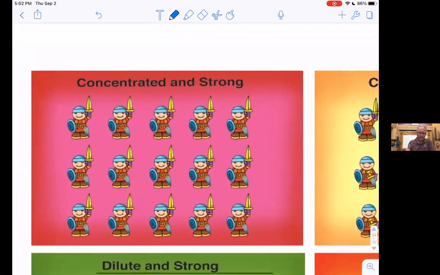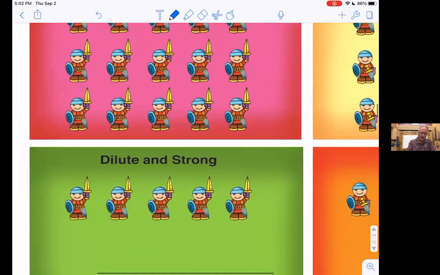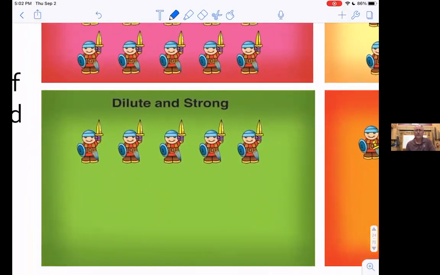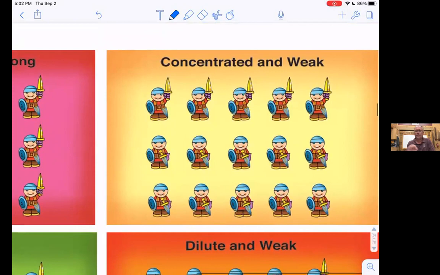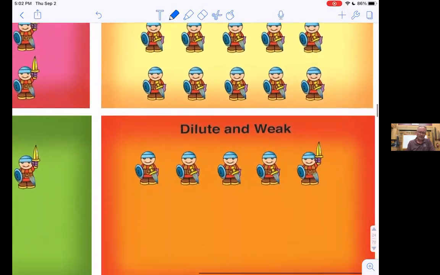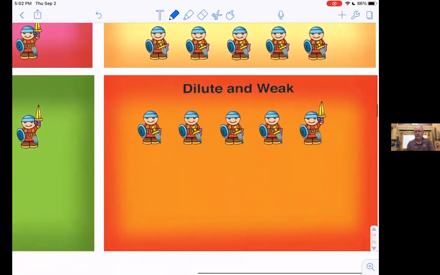So the strong ones wield swords, and if there's a bunch of them, they would be concentrated and strong. If they were dilute and strong, there would, of course, be fewer of them in the same volume, and they're wielding swords. Whereas if you looked at concentrated and weak, just a couple of those would be strong, dissociating or wielding their weapon. And then, of course, if there weren't very many of them, that would be dilute, meaning not very many. And of course, there's only one wielding a sword to be weak anyway.